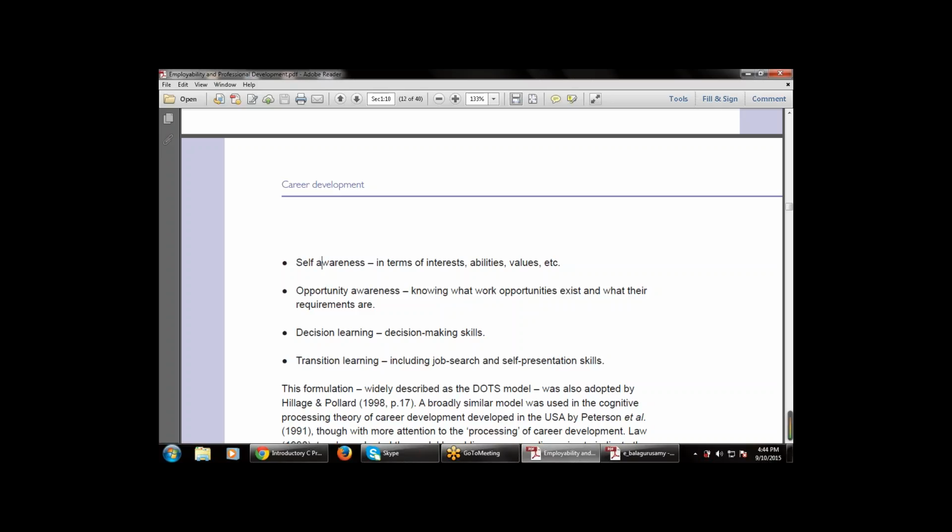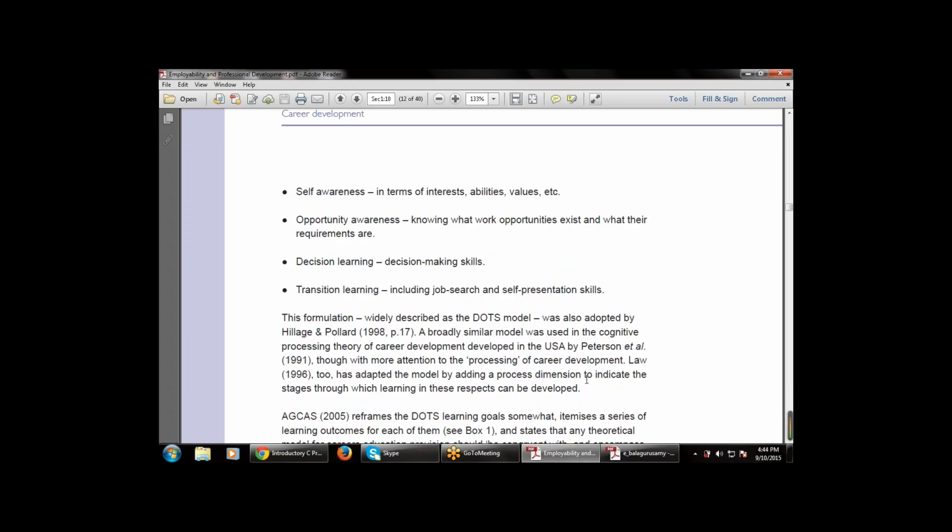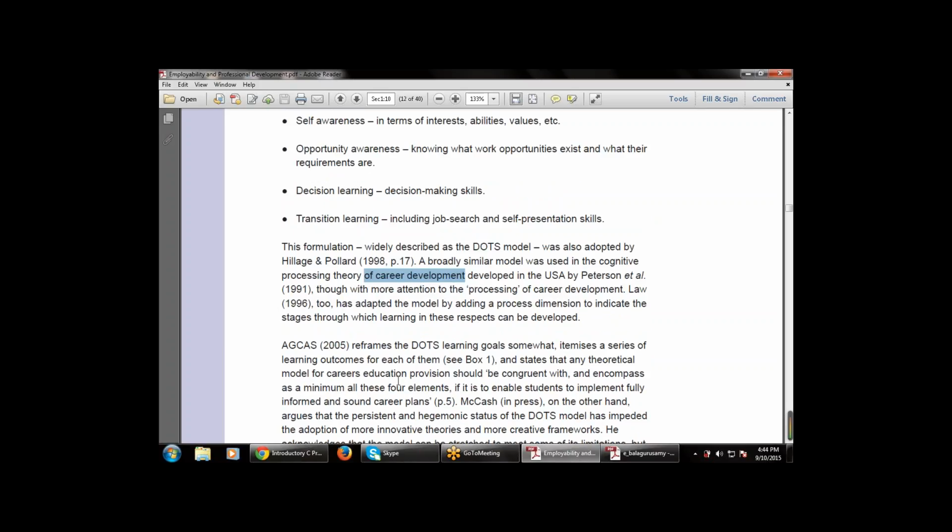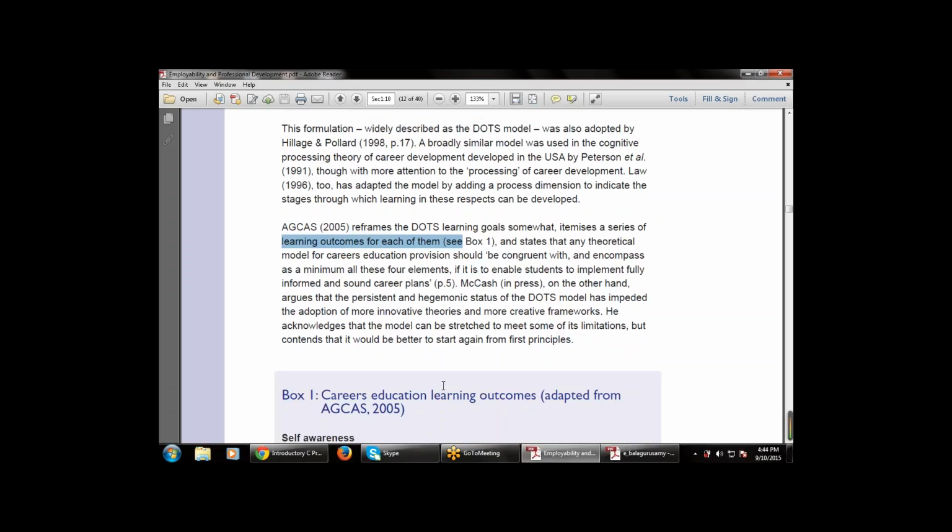So these are the four parts by which we can increase our career, that is, the career development parts. This formulation is widely used for the DOTS model, which was adopted by Hillage and Pollard, and a similar model was used in the quantitative producing theory of career development in the USA. This will reframe the DOTS learning goal as a series of learning outcomes for each of them.